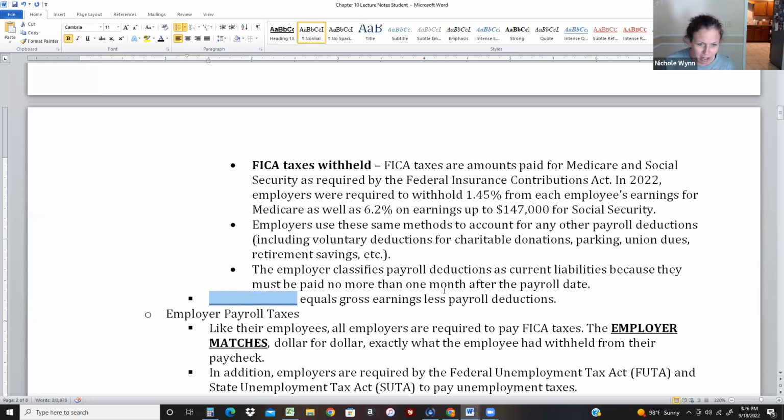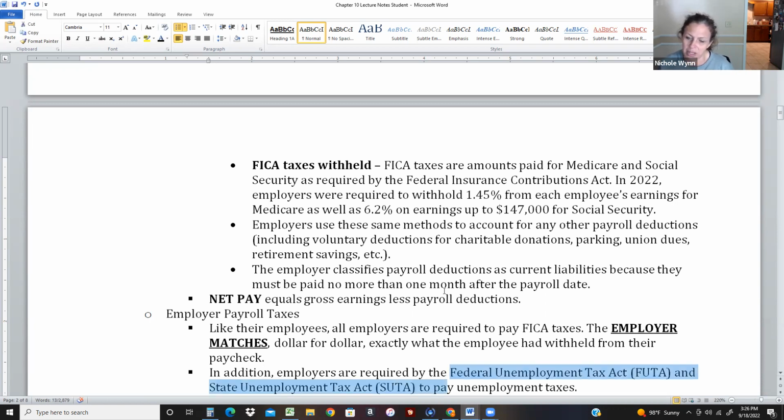So this blank right here is net pay. Net pay is gross pay minus the deductions. And so this is your take home. Your take home is your net pay. Employers also pay FUTA and SUTA. FUTA and SUTA are unemployment taxes. You will never see FUTA and SUTA withheld from your paychecks because employees do not pay FUTA and SUTA. That's an employer tax that they pay.